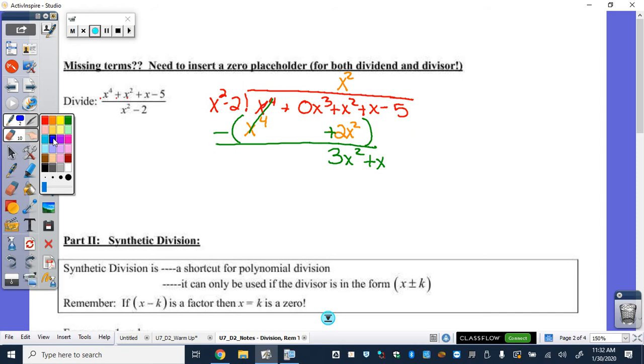So continuing on, 3x squared plus x, that's what we're now looking into. So what is going to be the next part of our quotient? Plus 3.